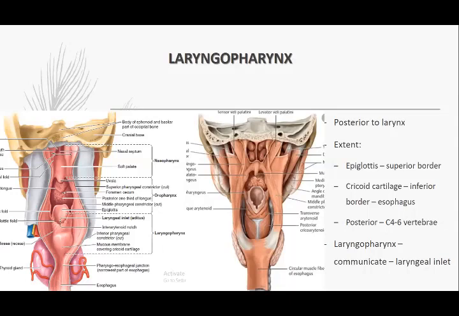Otherwise, when you are simply sitting and breathing, like you're supposed to be doing now, this laryngeal opening communicates with the laryngopharynx. This is the laryngopharynx on the outside, this is the larynx. This laryngeal opening communicates with the laryngopharynx.